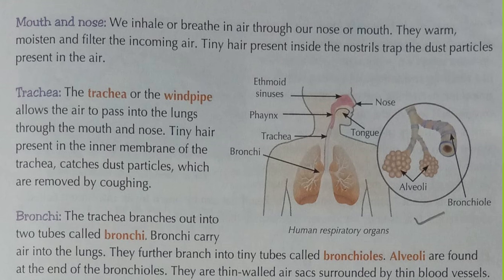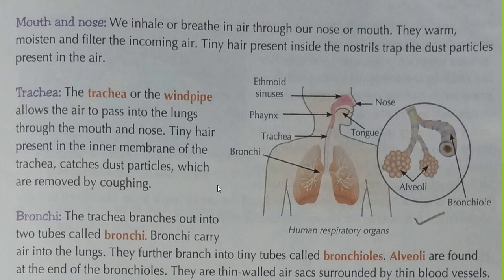Next, what is written about bronchi. The trachea branches out into two tubes called bronchi. Bronchi carry air into the lungs. They further branch into tiny tubes called bronchioles. Alveoli are found at the end of the bronchioles. They are thin-walled air sacs surrounded by thin blood vessels.